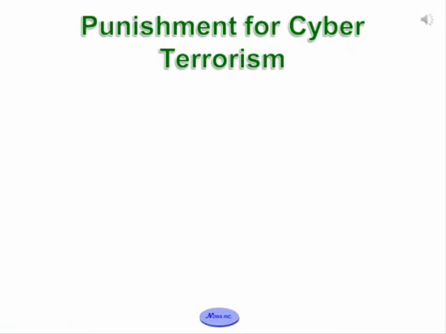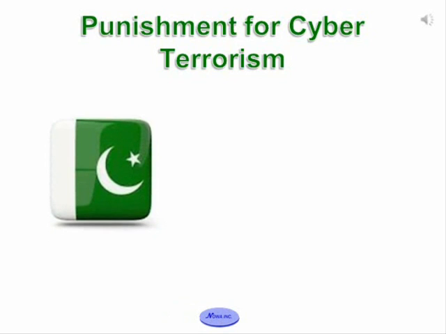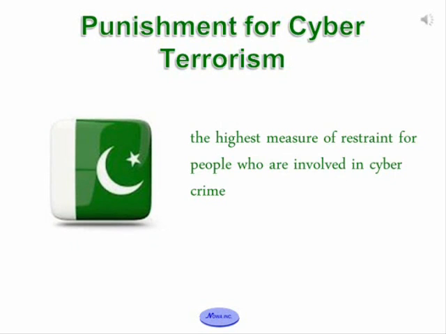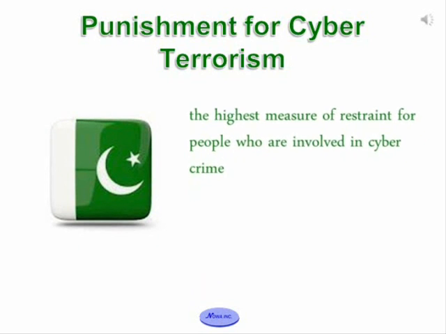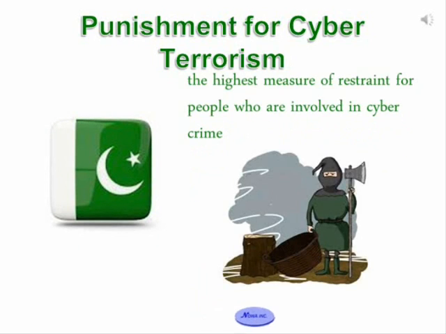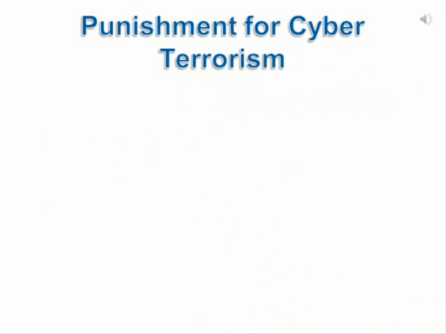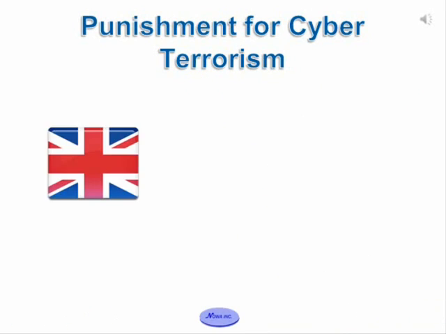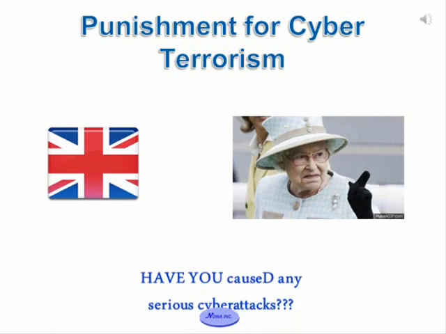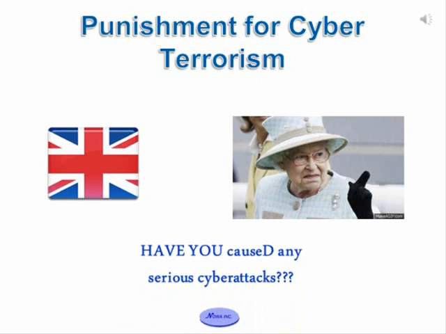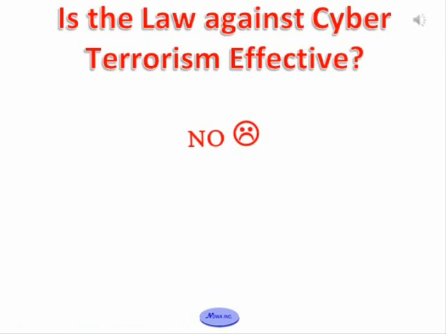Some countries that combat cyber terrorism are using the highest measure of restraint against people who are involved in cybercrime. For example, Pakistan decided to use capital punishment for people whose activity in cyberspace resulted in people's deaths. In Great Britain, Elizabeth II proposed a life sentence on people who caused serious cyber attacks. However, the law against cyber terrorism is not as effective as it should be.